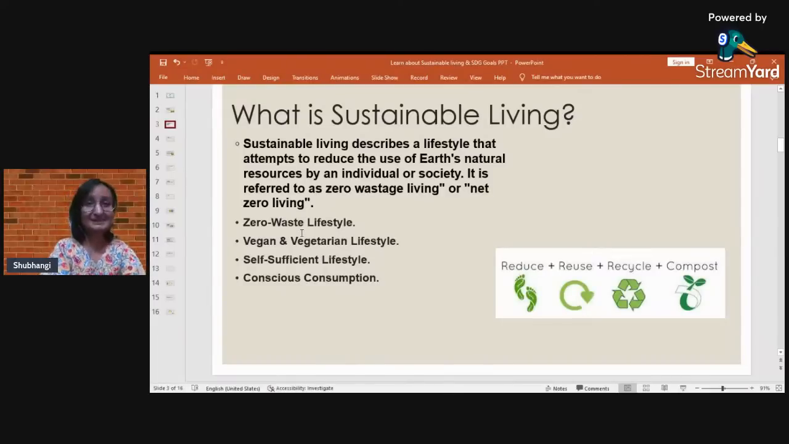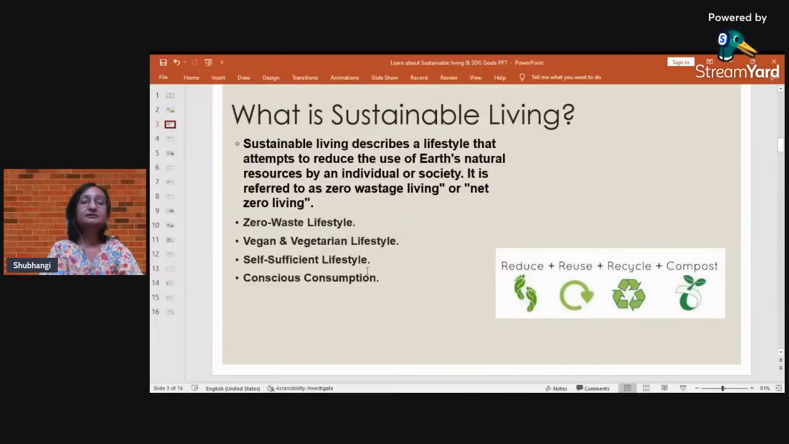I do understand, I'm pure vegetarian. I do understand it's not very easy to become vegan, but somehow, slowly, we can turn into this, because when we are trying to save nature, animals are also included in that. So personally, I practice a pure vegetarian eating lifestyle, and a self-sufficient lifestyle.